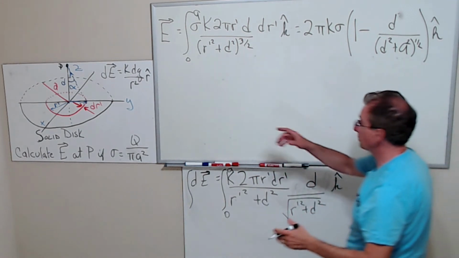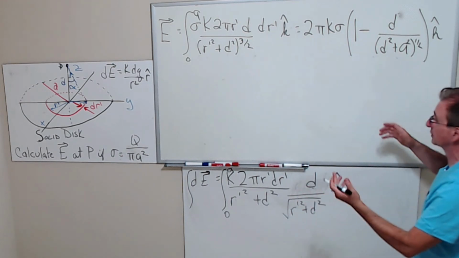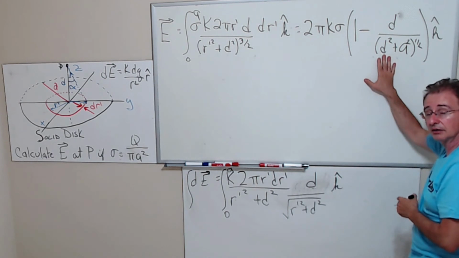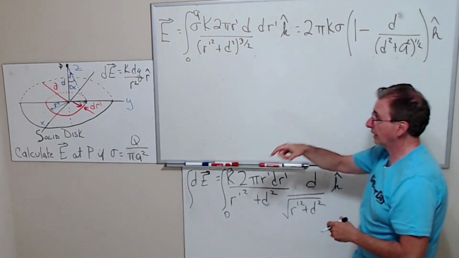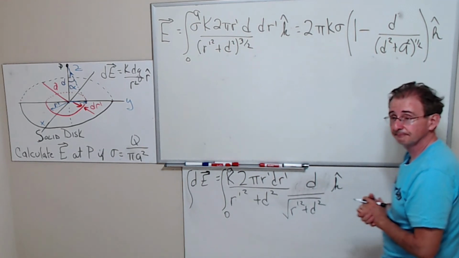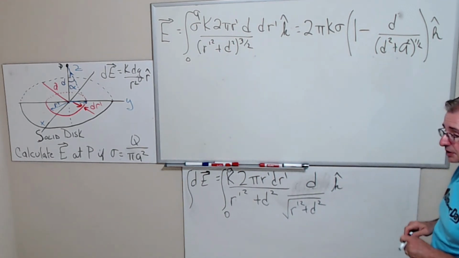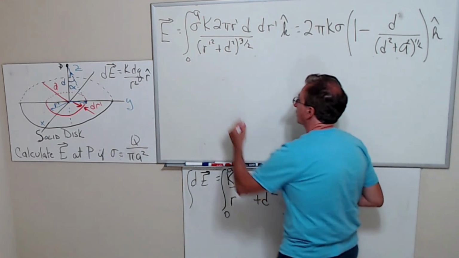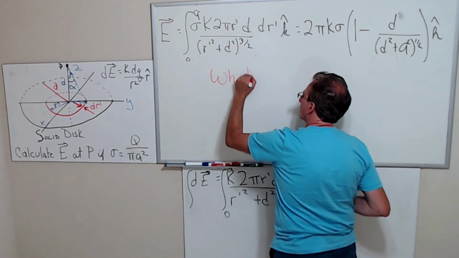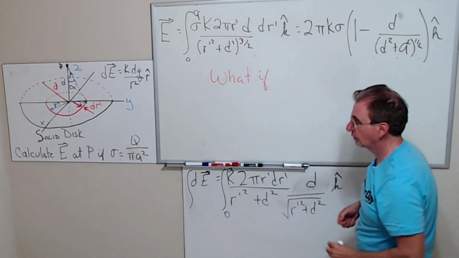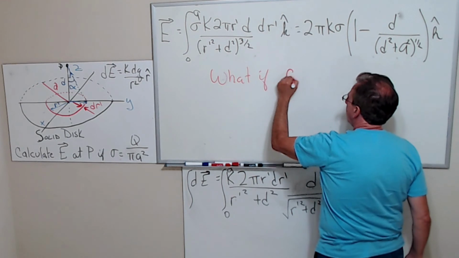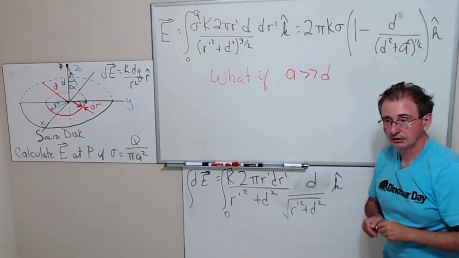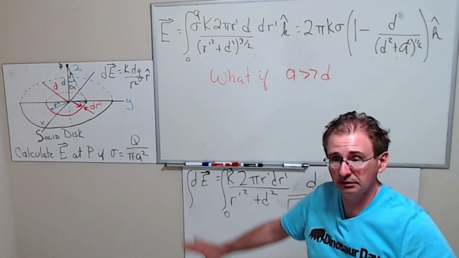So now you have the field. One of the fun things to do is to plot this function, maybe as a function of d. What does this function look like as we get further and further away? Another interesting question to ask is, what happens if you're real close to the plane? Let's say a is much, much bigger than d? The disk will look like an infinite plane.